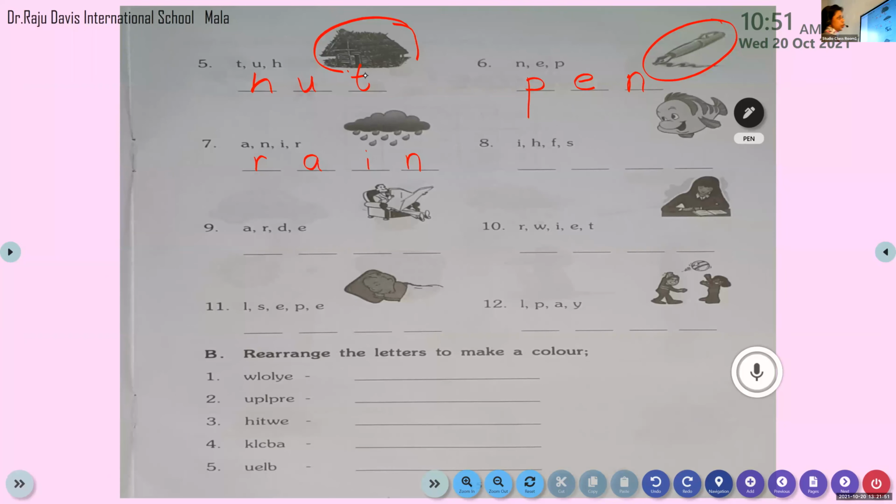Yes, write it properly, children. Write it neatly too. Harriet has completed, ma'am. Okay, my dear. Niveda has completed, ma'am.